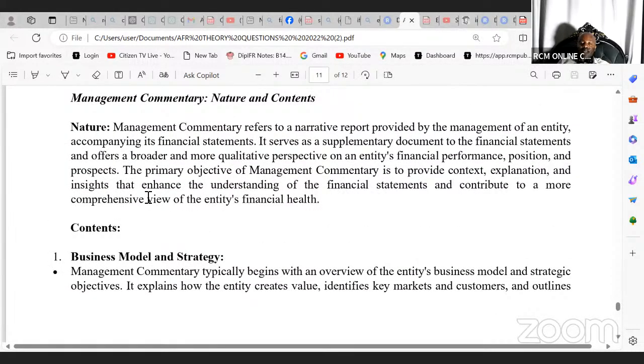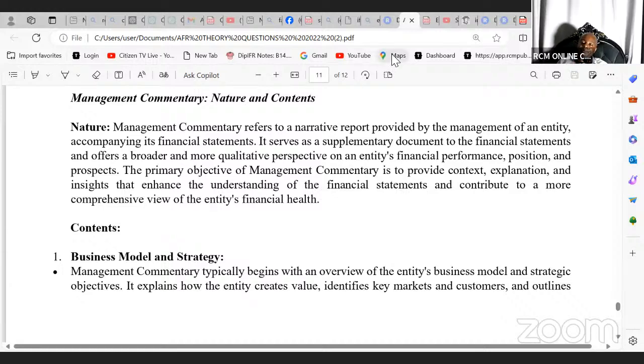So we have here, management commentary refers to a narrative report provided by the management of an entity accompanying its financial statements. It serves as a supplementary document to the financial statements and offers a broader and more qualitative perspective of an entity's financial performance, position, and prospects. The primary objective of management commentary is to provide context, explanation, and insights that enhance the understanding of the financial statements and contribute to a more comprehensive view of the entity's financial health.